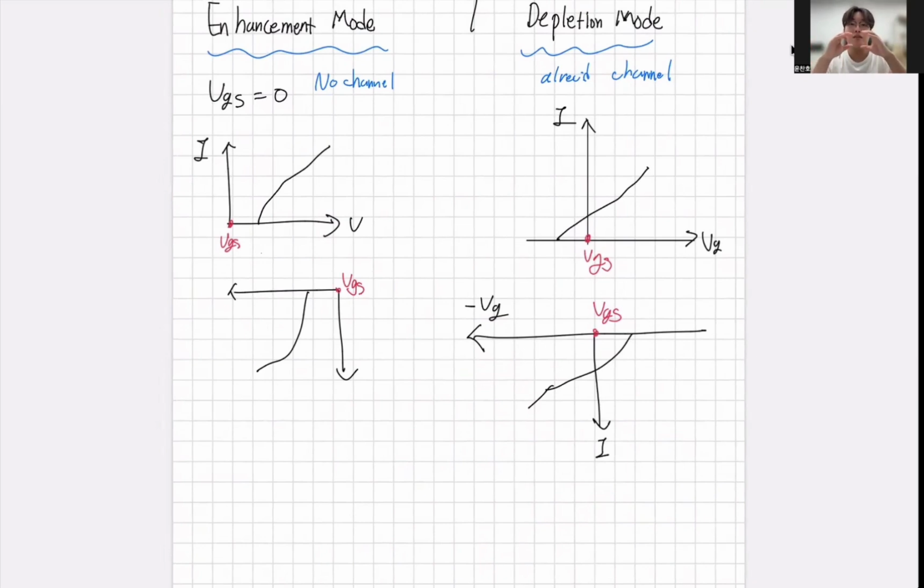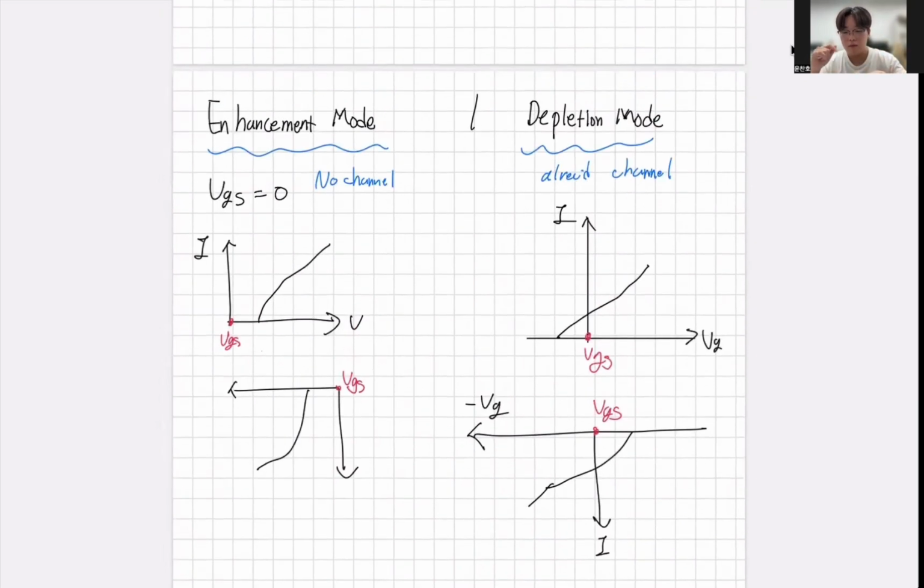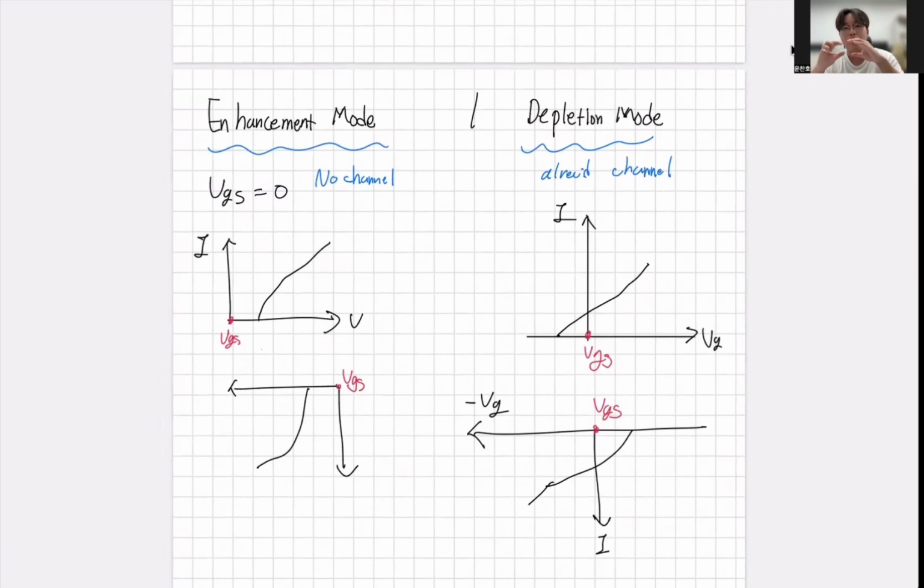Enhancement mode has no channel when the gate bias is zero, but depletion mode has a channel when the gate bias is zero. This is the difference between enhancement mode and depletion mode.